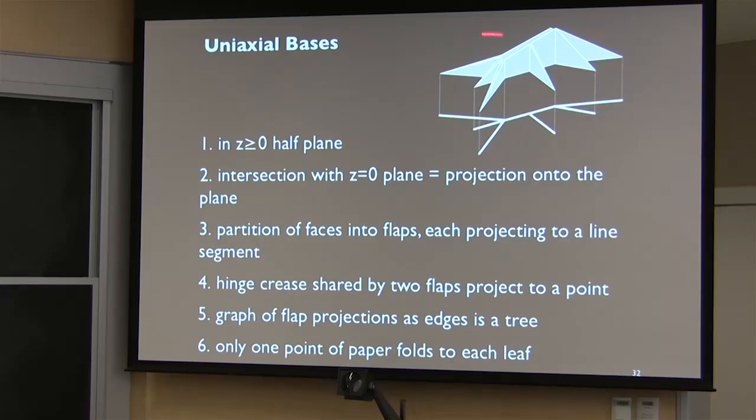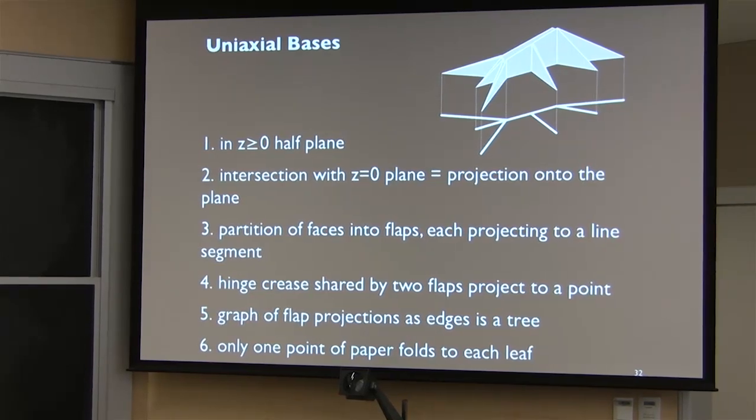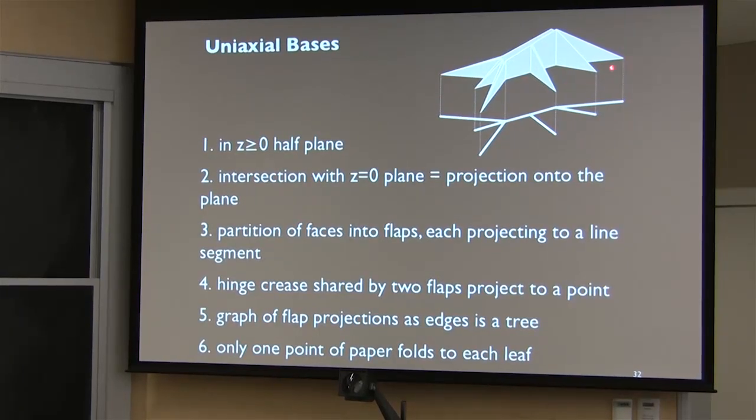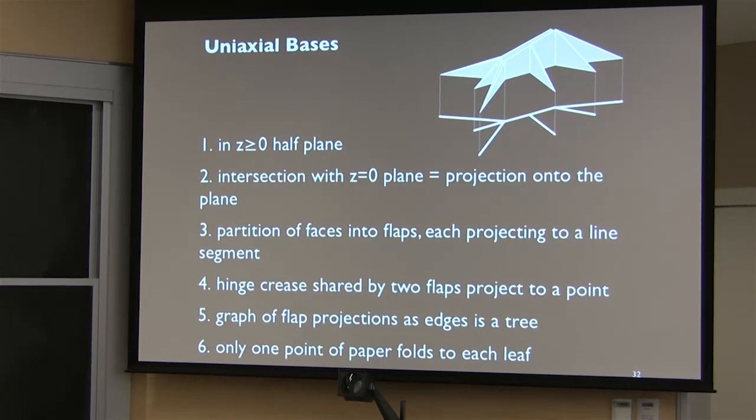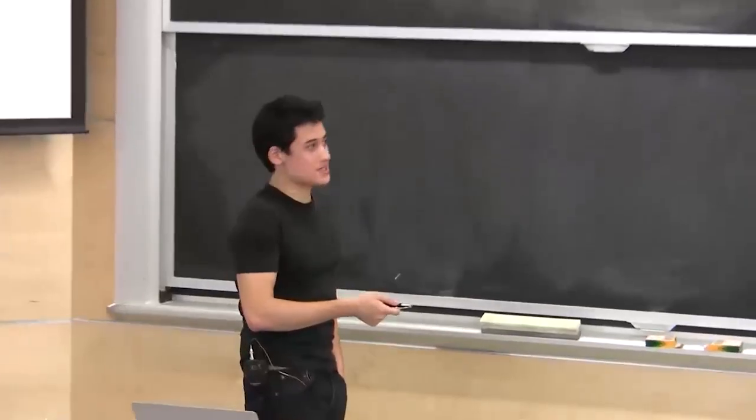Again, so you have this uniaxial base. It has these characteristics that it's in the positive z space, above the z equals 0 plane, and that's kind of represented here. The intersection with that plane is the projection. So if you shine the light above it, it would cast a shadow of a stick figure, which is exactly what we want. We want to make an origami base that associates itself with a stick figure.